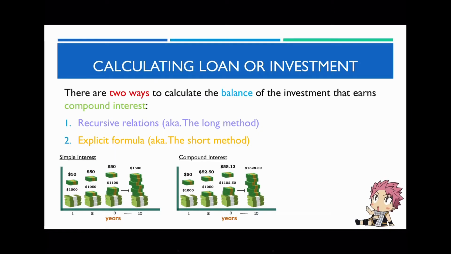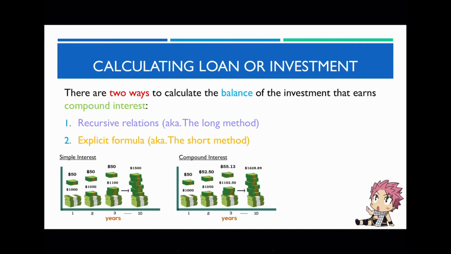Similar to simple interest, there are two ways that we could express the balance of an investment that earns compound interest. Similarly to simple interest, you could do this using recursive relations, which, remember, is the long way method. Recursive meaning it's repeated, so you're going to have to add on or repeat certain steps to get your final answer. And lastly, you could also do this using the explicit formula, and this was done in the last lesson. In the last lesson I showed you the compound interest formula, and you went through several examples of how you could apply that particular formula.